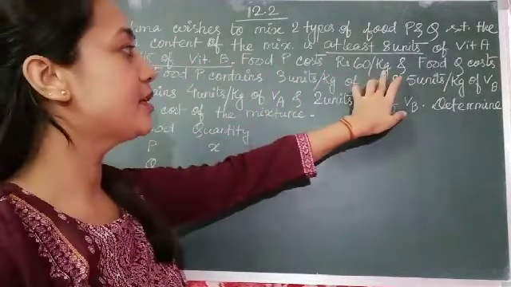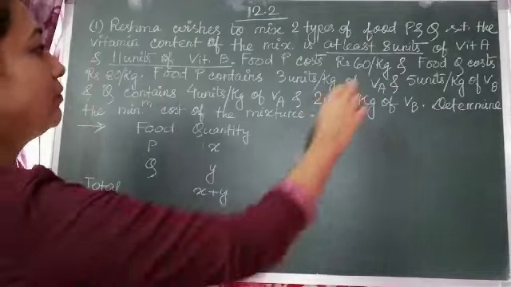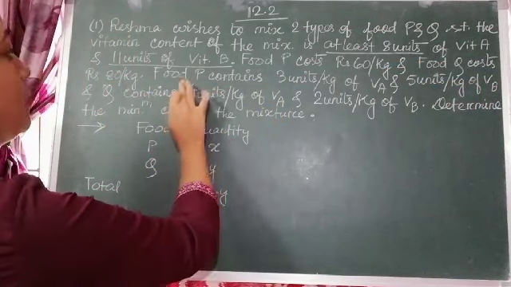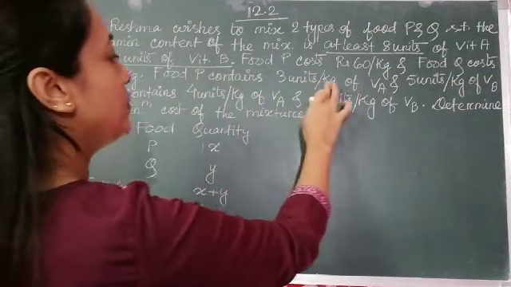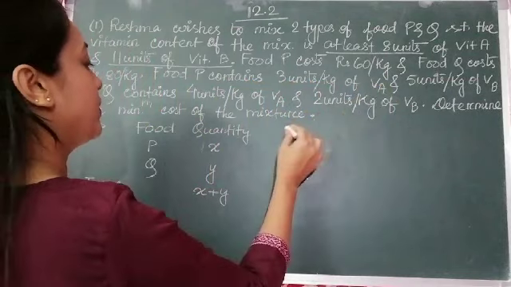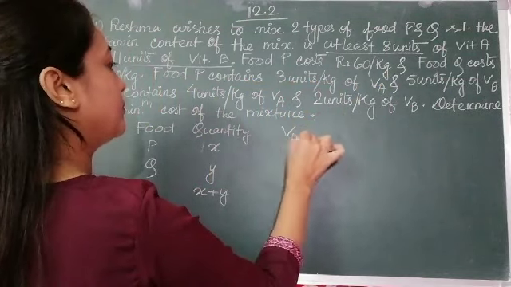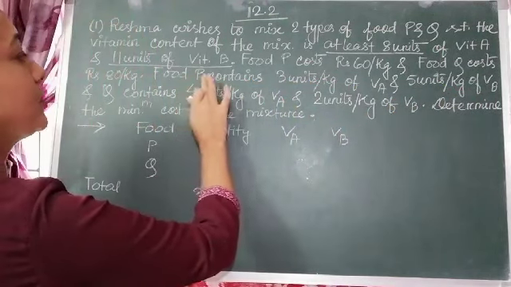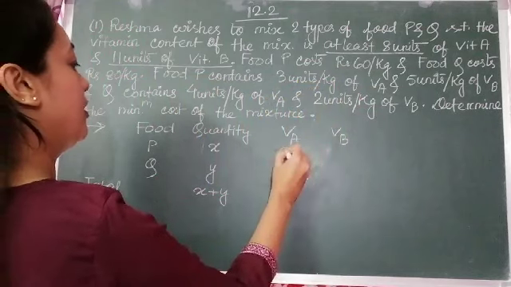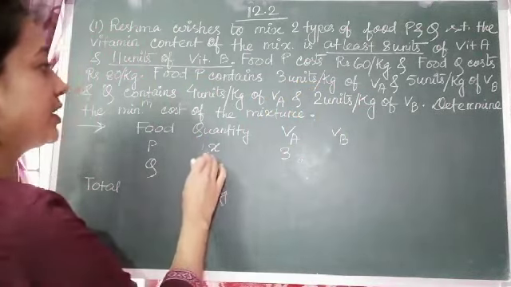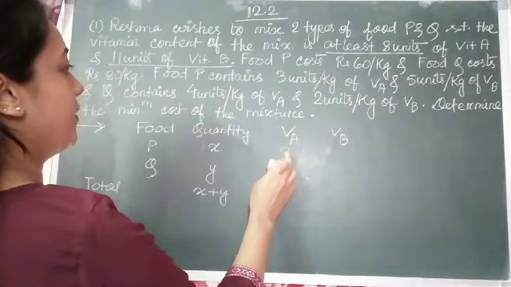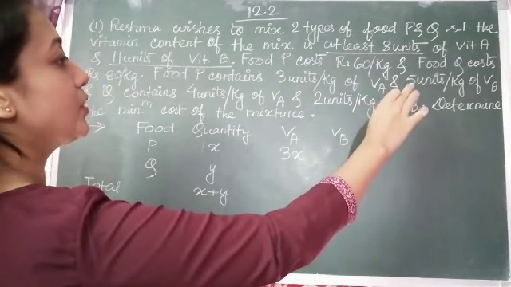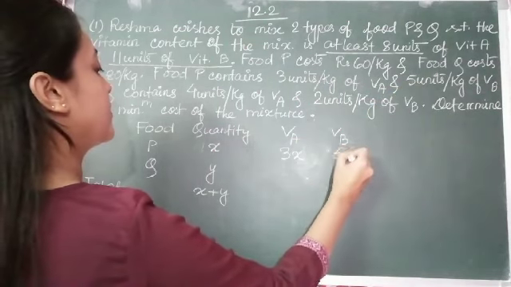Now food P cost rupees 60 per kg, that is the cost is given, and food Q cost rupees 80 per kg. So quantity is known, hence we can find the cost. Food P contains 3 units per kg of vitamin A, and 5 units of vitamin B. Also vitamin B is present where? In food P. So food P contains 3 units per kg of vitamin A. So X quantity is there, this X kg is given. So 3 units per kg of vitamin A, that means it will be equals to thrice X, and 5 units of vitamin B, and 5X.